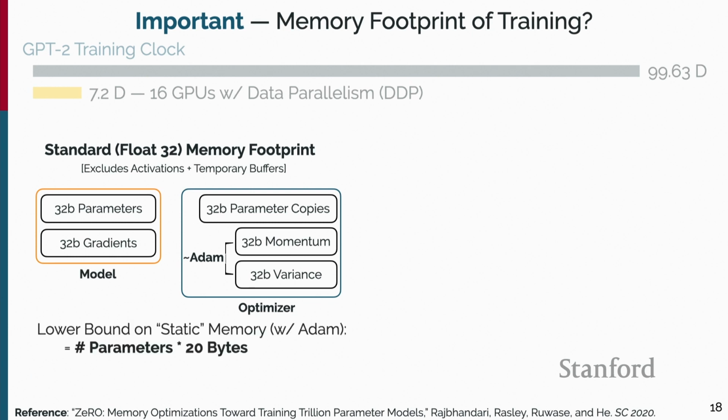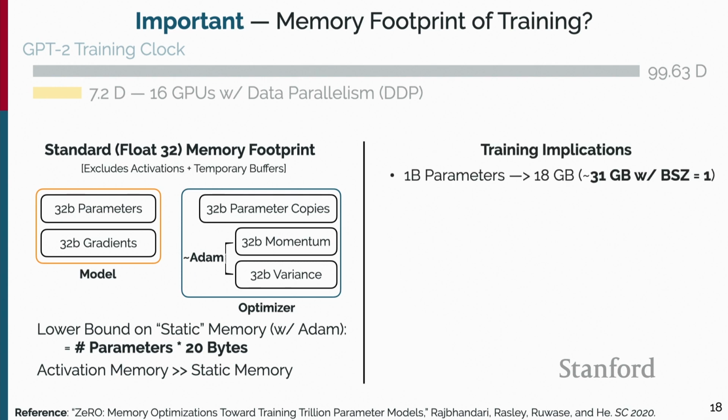So the lower bound on static memory, just storing this stuff on a GPU, is 20 bytes times the number of parameters that you have. This doesn't include activations at all. For these larger transformer models, if I want to keep around every buffer, every intermediate matrix as I pass it through the network, that takes up way more space, but this at least gives us something that we can reason about. The training implication is that if I want to fit a model with 1 billion parameters, that's going to take about 18 gigs resting, 31 gigs of GPU RAM with a batch size of 1, which is problematic.